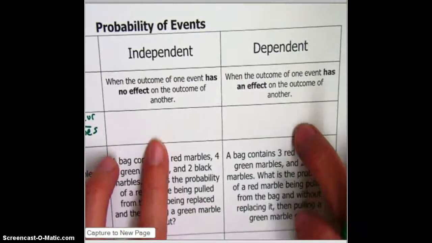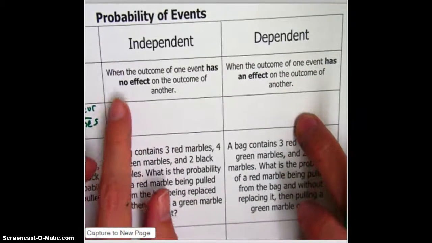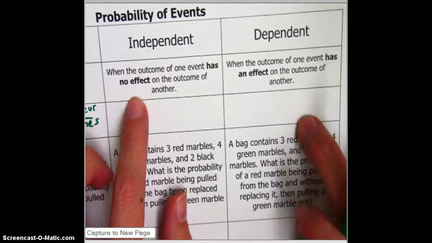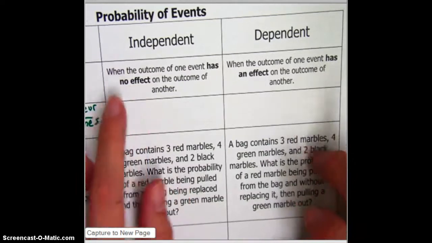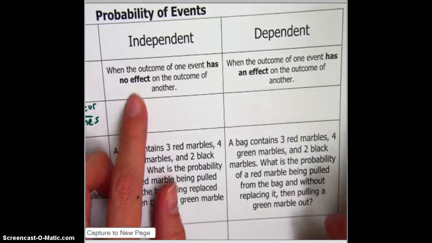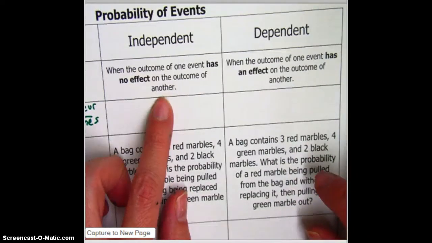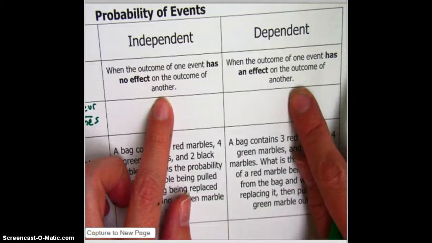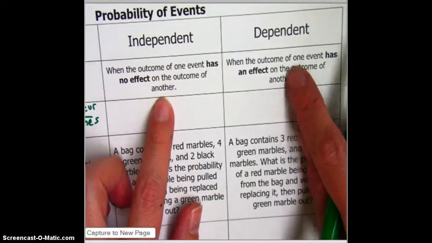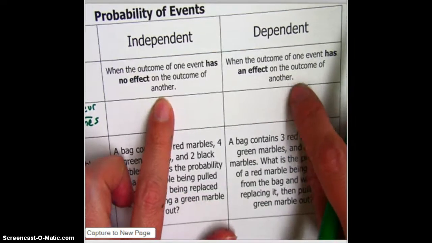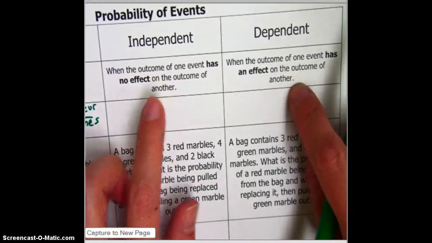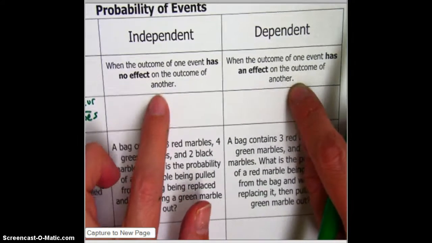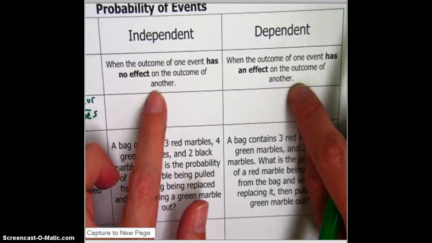It's one event. Now, an independent and a dependent: we're going to talk about whether or not it has an effect. An independent event is when the outcome of one event has no effect on the outcome of the other. A dependent event is when the outcome of one event has an effect on the outcome of the other. So remember, if you're a dependent, whether or not your parents move, it has an effect on you. If you're independent and moved out, whether or not your parents move, it has no effect on you.